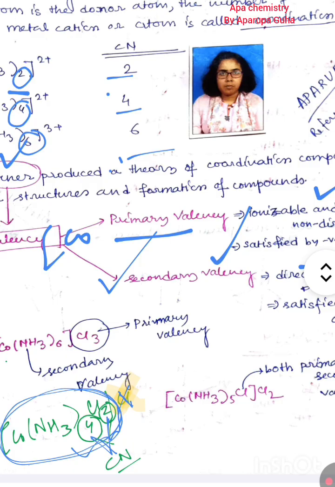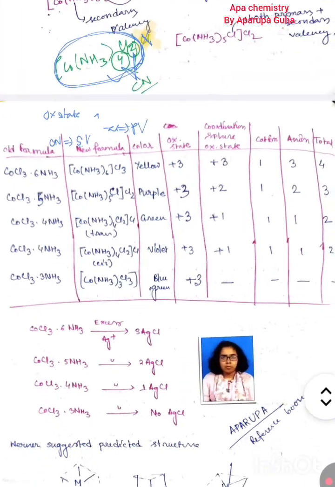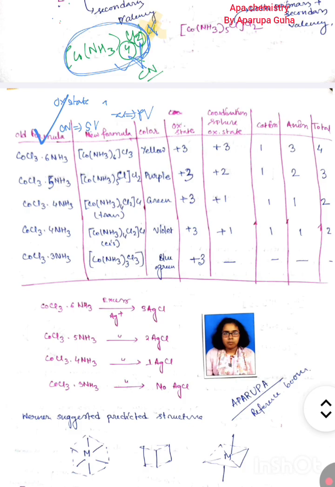Okay, remember that. Now, Werner made so many experiments on CoCl3·6NH3. Okay, these are all the old formulas. But here they saw that one isomer gets yellow color, another compound gets purple, another gets green, another gets violet, and another gets blue-green color. So if one formula, one compound is there, why do they show a variety of colors? So there must be some isomers. Okay, by carrying out so many experiments, we get the idea that there are many types of compounds which show the same formula, that is CoCl3·6NH3.